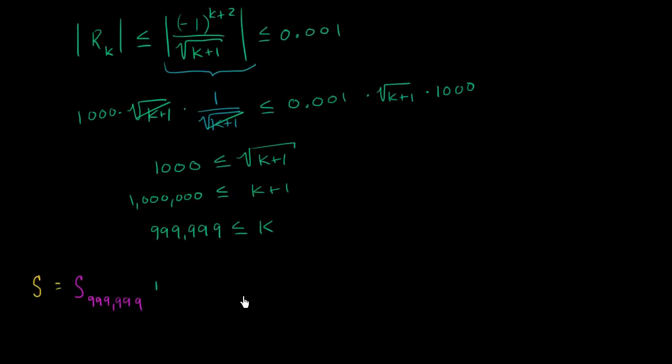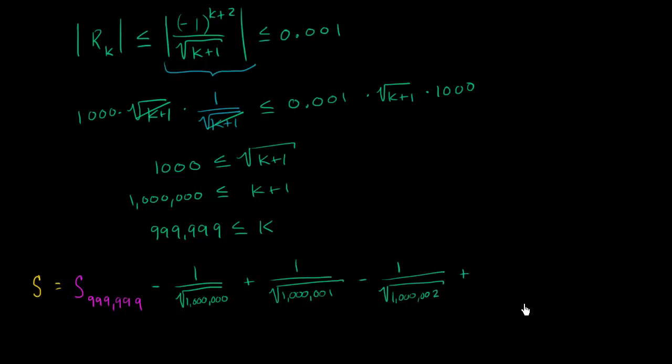So it's going to be -1 over the square root of 1,000,000. And then the next term is going to be plus 1 over the square root of 1,000,001. It's positive now because this is going to be -1 to the 1,000,002 power. And then it's going to be -1 over the square root of 1,000,002, and then plus, I'll just do 2 more terms, 1 over the square root of 1,000,003, and then -1 over the square root of 1,000,004, and then plus minus, it just keeps going on and on forever.